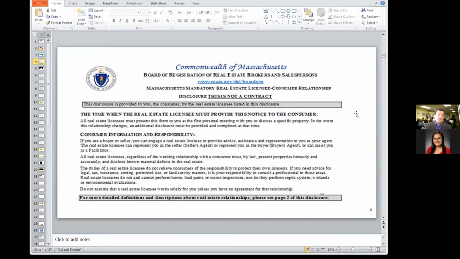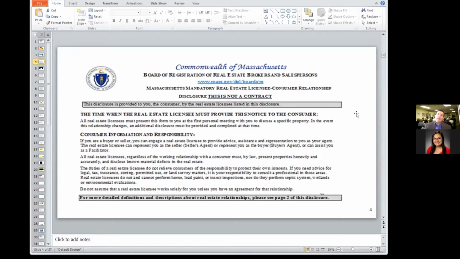But yet, this is a big problem in the real estate industry all over the place. Timing of the form. All real estate licensees must present this form to you at the first personal meeting with you to discuss a specific property. In the event this relationship changes, an additional disclosure form must be provided, which confuses people.